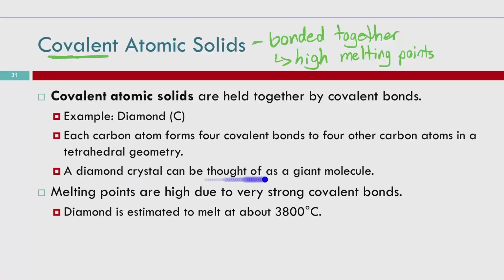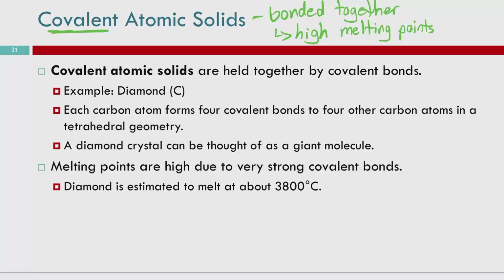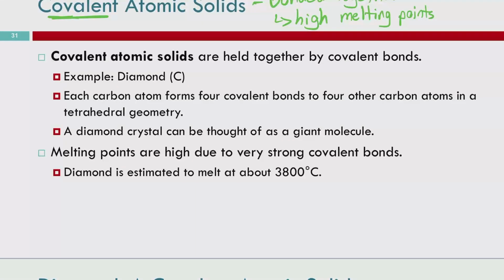A diamond crystal is basically a giant molecule of carbon. Assuming that there's no impurities, imperfections, if it's a perfect lab diamond, it's all carbon the whole way through. It's all covalent bonds. Diamond has an estimated melting point of 3,800 degrees Celsius, which probably your car would melt before you melt a diamond. So that's super, super high.